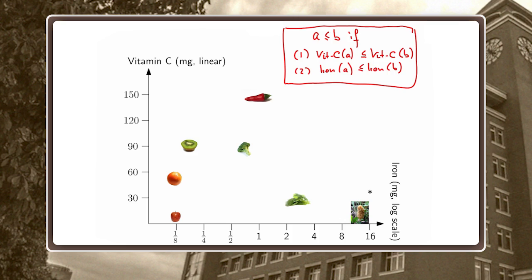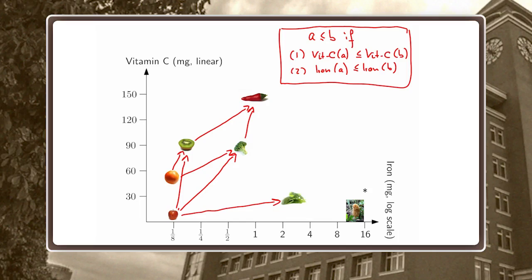So for example, clearly the apple is smaller than the broccoli, it's smaller than the kiwi. The orange is also smaller than the broccoli, and both are smaller than the chili. The apple is also smaller than the spinach. But apples and oranges are incomparable because the orange is richer in vitamin C, but the apple is a little bit richer in iron. So they are actually incomparable in this ordering.